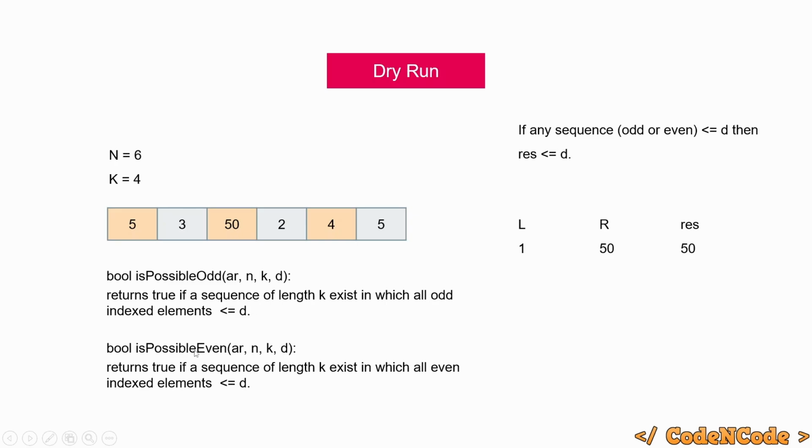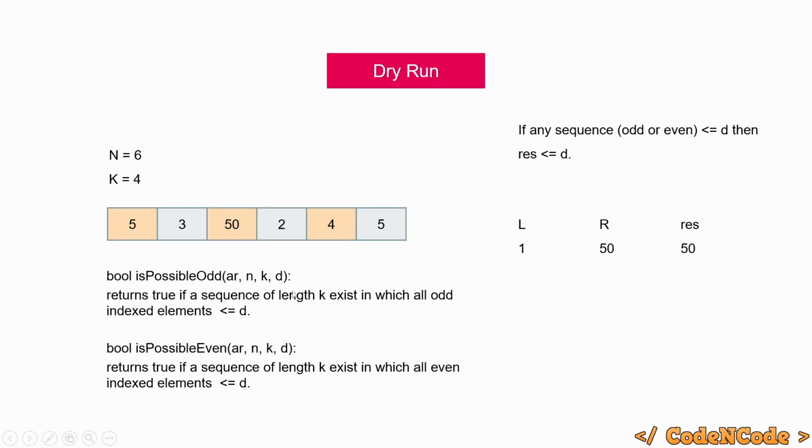Similarly, the other will check for even places. Using these two functions, you can check whether an odd or even subsequence exists where all of the elements are less than or equal to d. If all of the elements are less than or equal to d, the overall result will be less than or equal to d. Now I'll be checking whether the result can be 25 or not. So I'll call isPossibleOdd and isPossibleEven. If any of these is true for 25, my d will be 25, then yes, the result is possible. Don't worry, we will build these two functions.